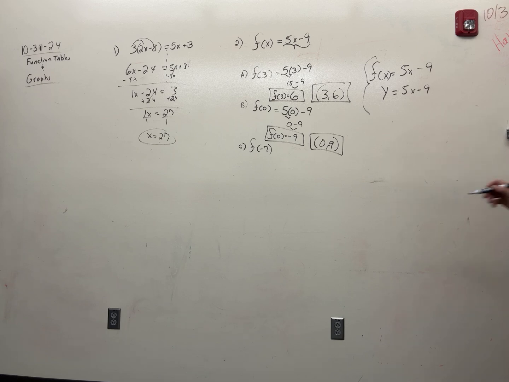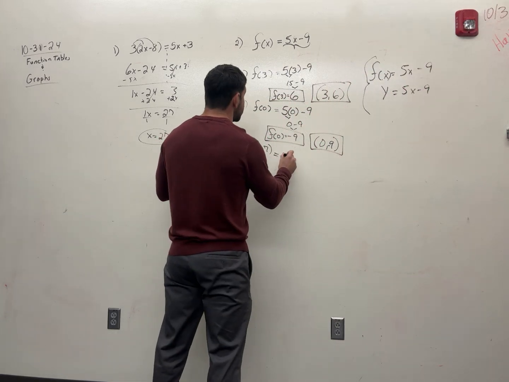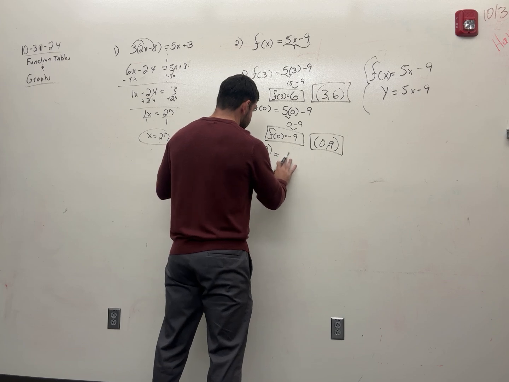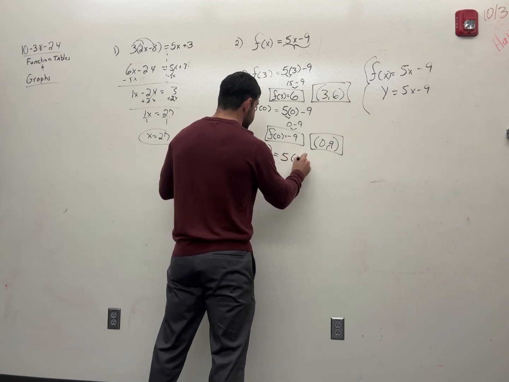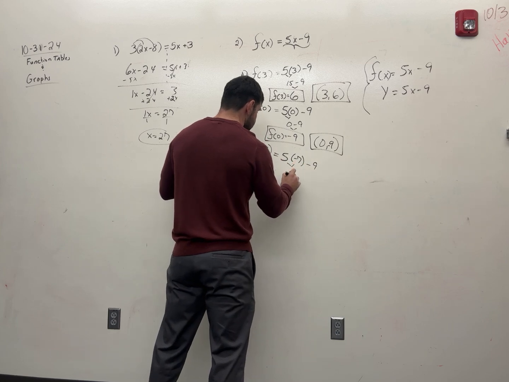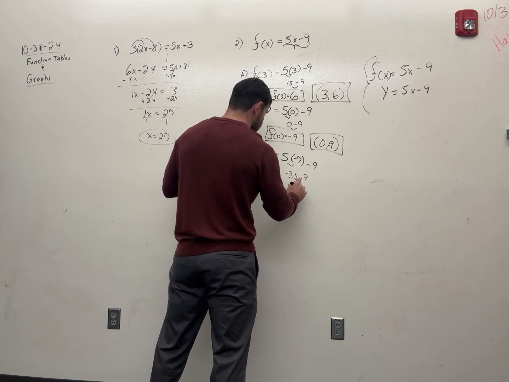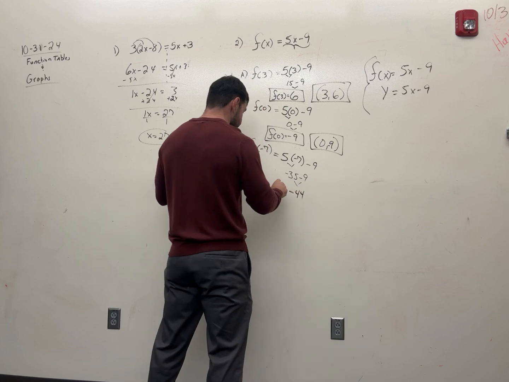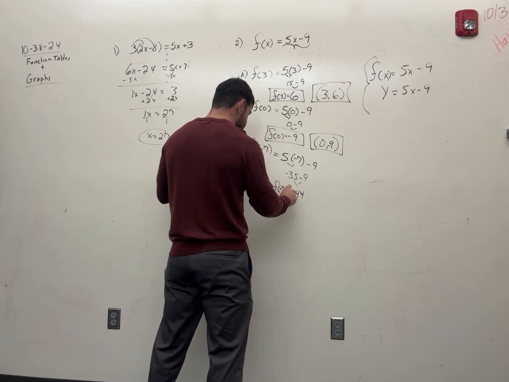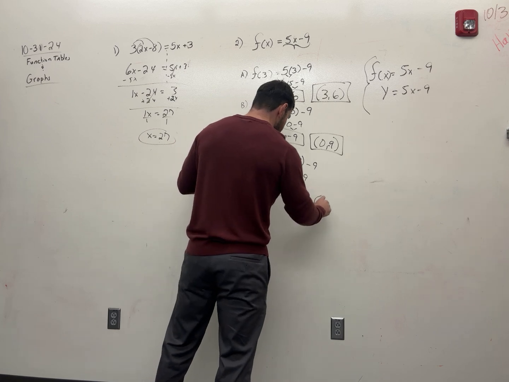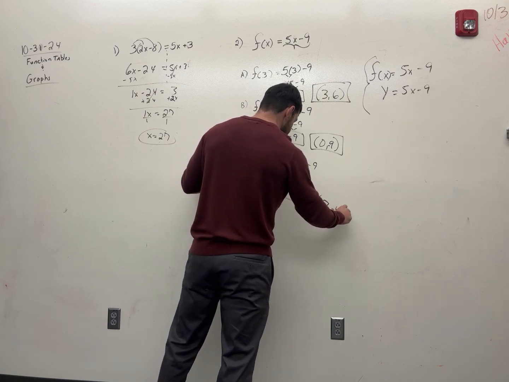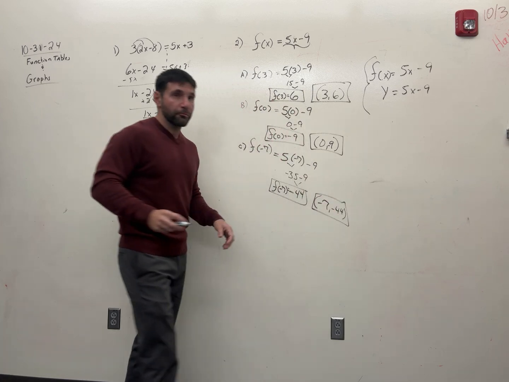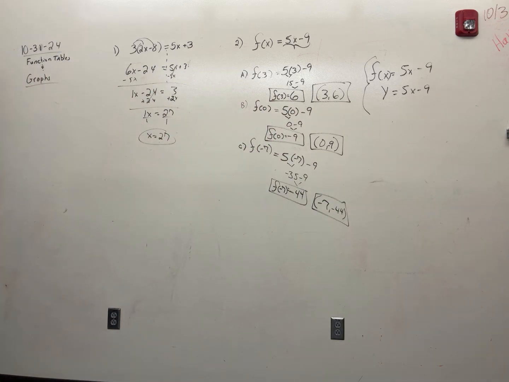Okay. So f of negative 7 equals, what? That's an f. Come on, Ms. Rich, keep it together. 5 times negative 7 minus 9. That's negative 35 minus 9. That's negative 44. So f of negative 7 equals negative 44. Ordered pair, negative 7, negative 44. Have I lost anybody? Are we good?